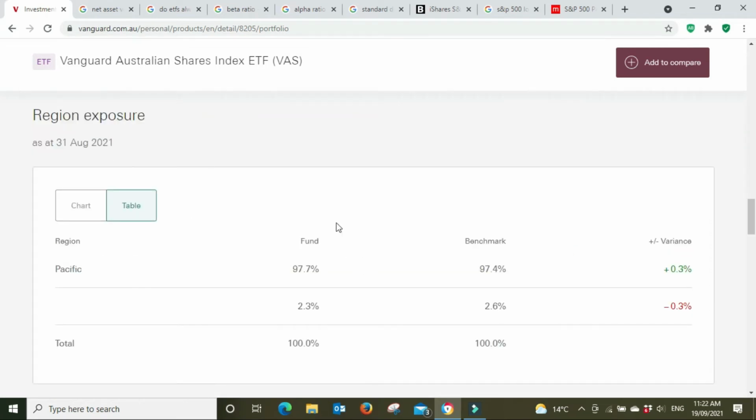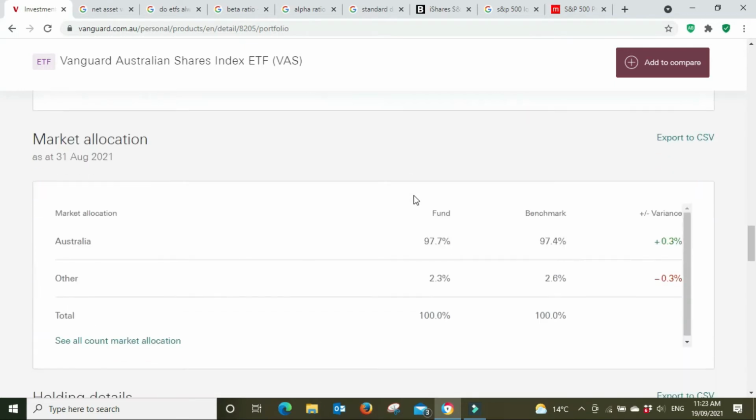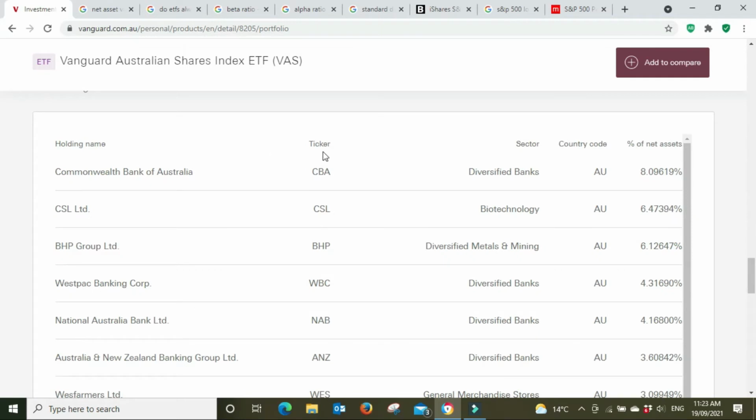And now we've got region exposure. So the Pacific, that's our region where Australia is, where we're domiciled. We've got 97.7%. As you'd expect, that'd be pretty close to 100% because this is the VAS index, unless there were Australian companies that had, I guess, investments in other regions. 97% in Australia. Holding details, we've got a more granular view of the actual companies that we hold.